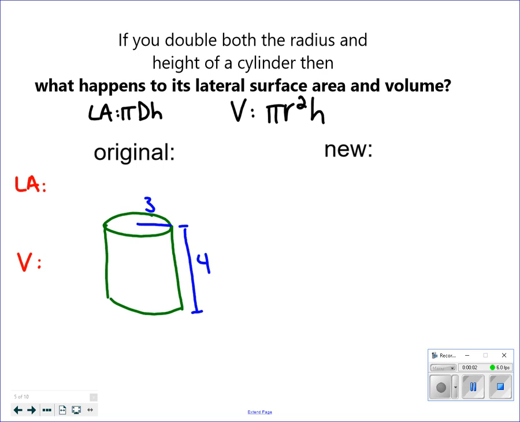Okay, so we're going to be looking at solids, and what happens to their lateral surface area and volume when we increase the lengths within that solid. So look at the example here. I have a cylinder with a radius of 3 and a height of 4. What do you think the cylinder would look like if you doubled its radius and its height?